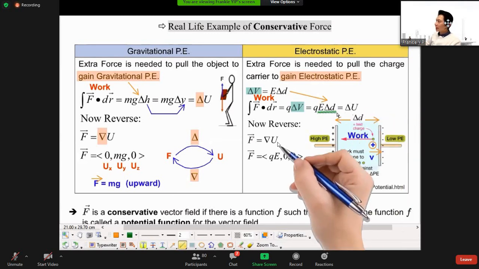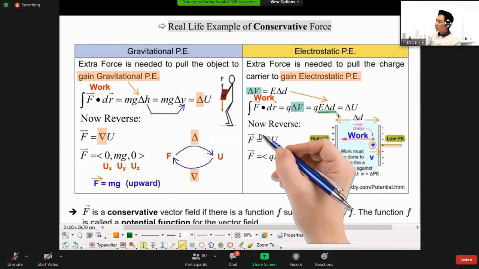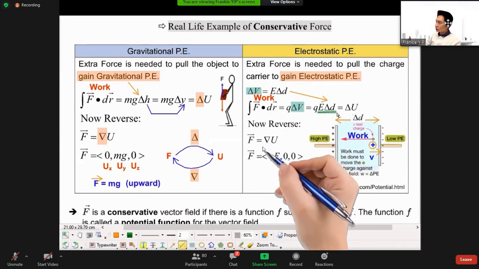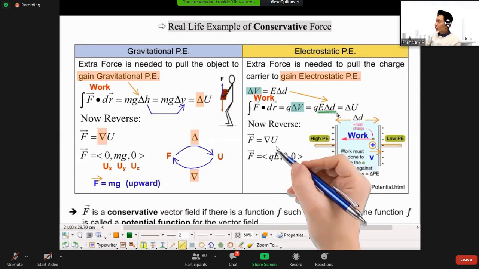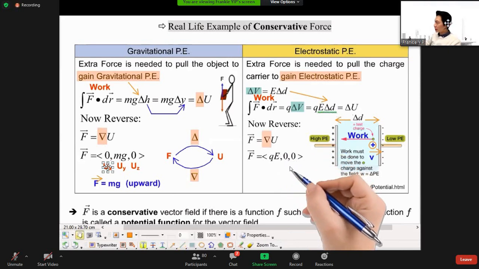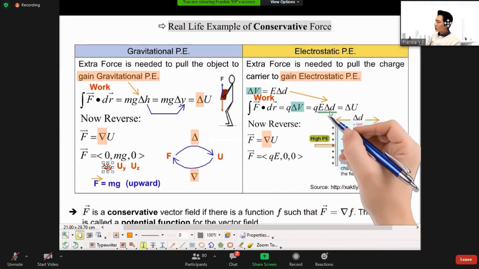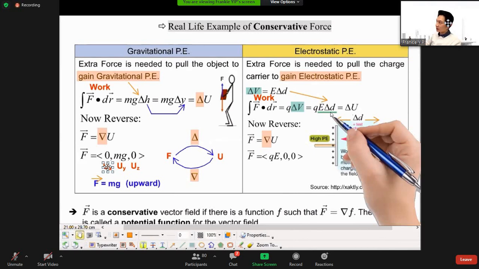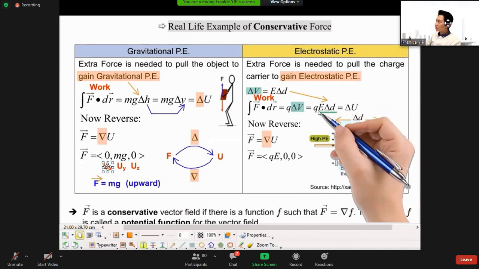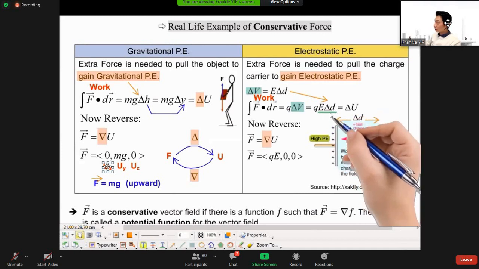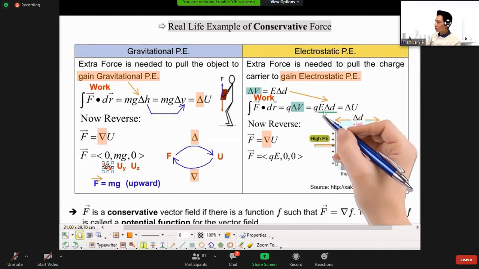Now, once again, if I would like to find out the force, I need to calculate the del U. So we try together again. Because the D here is the X direction, differentiate this according to the partial derivative on X, so it becomes QE.